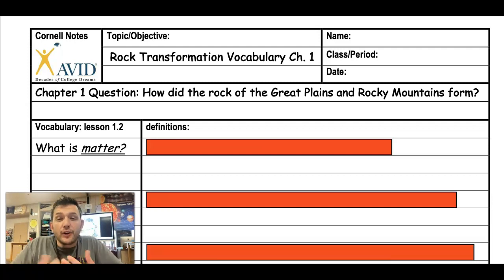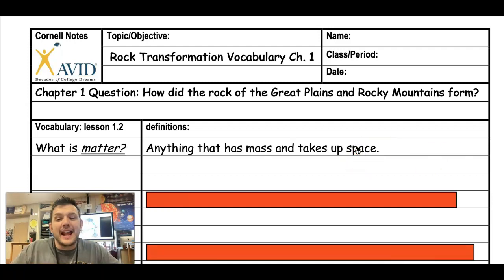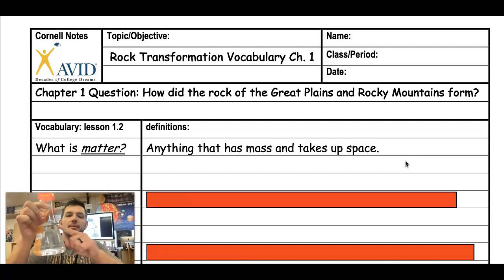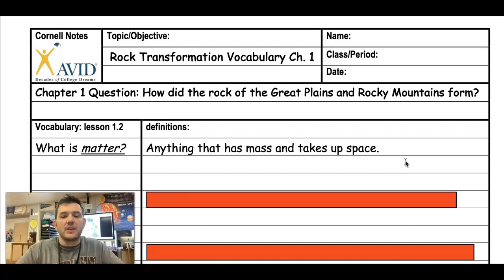So let's get started. First of all, we have to ask ourselves, what is matter? Not what's the matter, are you doing okay, but matter itself. Well, matter, as we reveal, is anything that has mass and takes up space. This table is matter. It's in the solid state. This water right here is matter because it's a liquid, but it has mass and takes up space. The air is matter. It has mass and takes up space. And we're going to focus on a special type of solid known as a rock for most of this.